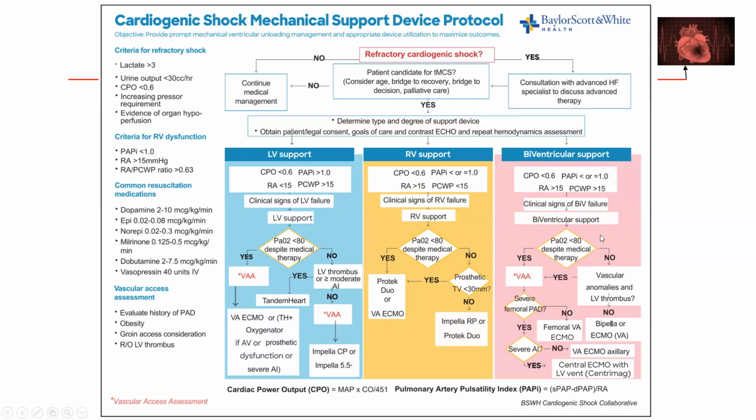So VA ECMO is the only kind of ECMO that you would do for somebody who had refractory cardiogenic shock. So remember, you've done medical therapy, you've done common resuscitation, you've done epi, you've done norepi, you've done dobutamine, you're on vasopressin, you're on milrinone, patient's still failing. Now you're going to move to mechanical circulatory support, and you're going to do it fast, because the patient's going to die if you don't do it fast. Okay, so really, really important when we're thinking about our patients.